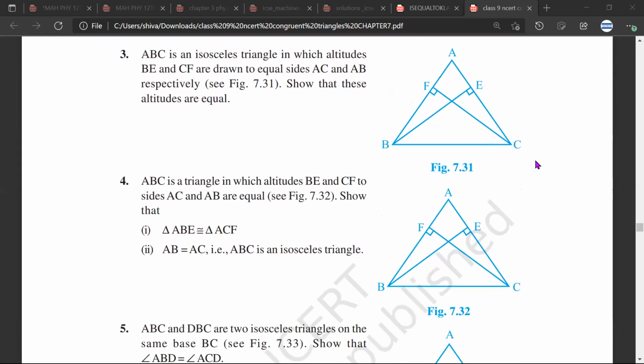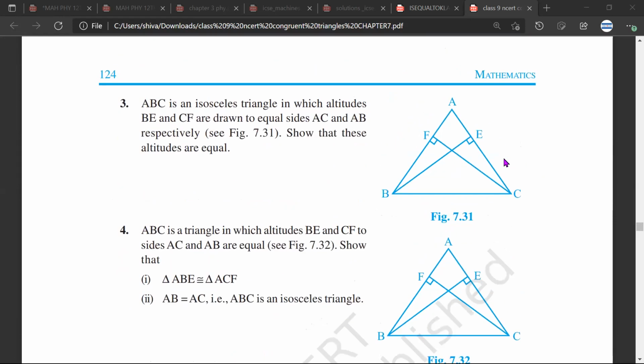You want to do one more question? Okay, sir. Let us try to do question number 3. So these are good questions for practice.